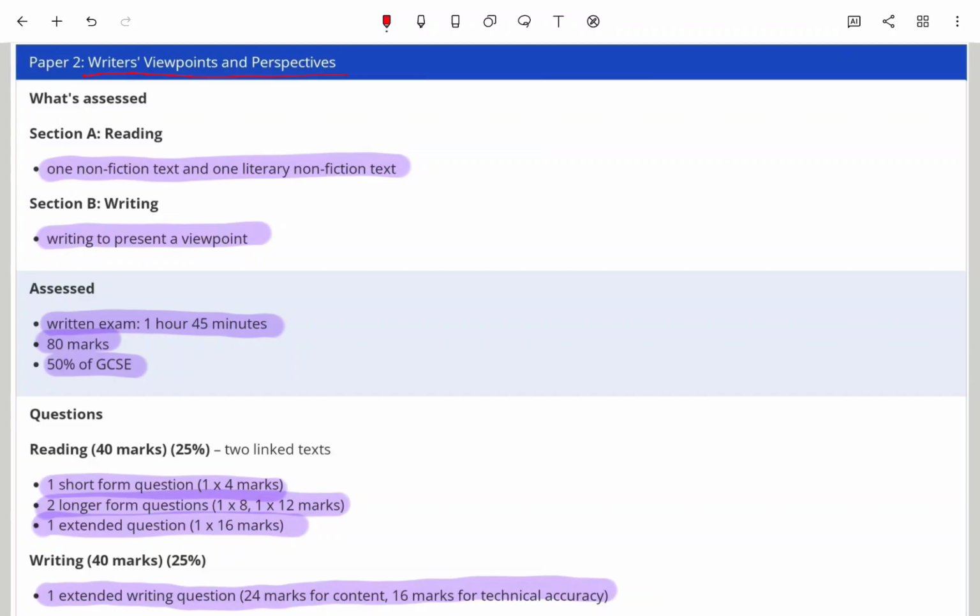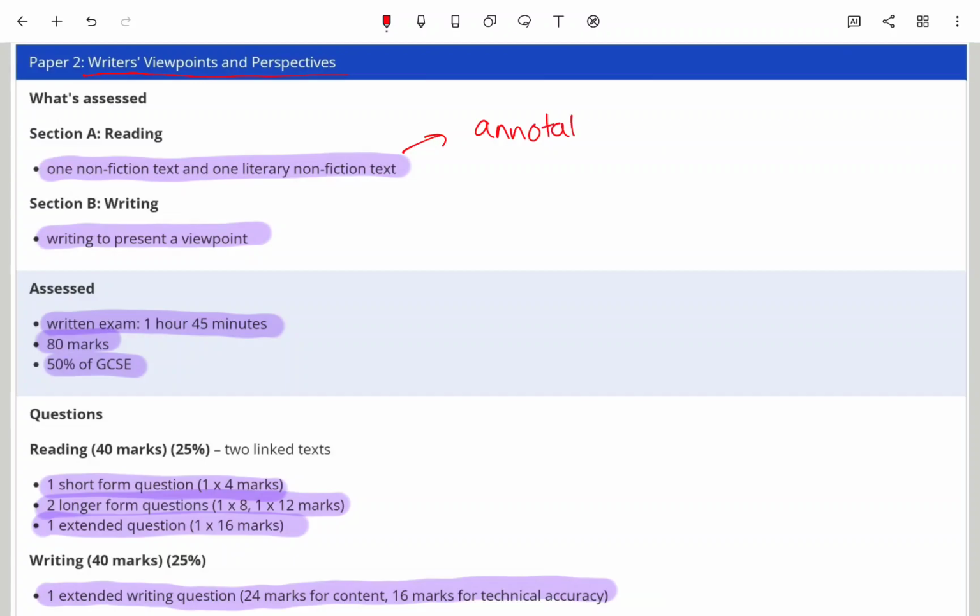So what is being assessed for Section A, as you can see, I've highlighted, for reading, you'll have one non-fiction text and one literary non-fiction text, okay? So one will be a 19th century text, one will be a 20th or 21st century text, okay? So one modern and one old. And they choose these texts intentionally, so you are able to find the differences, and there's always a disparity between the two.